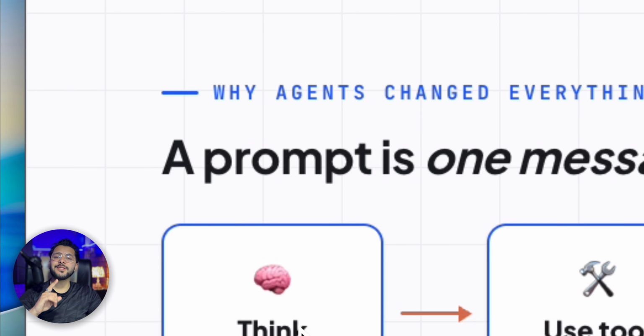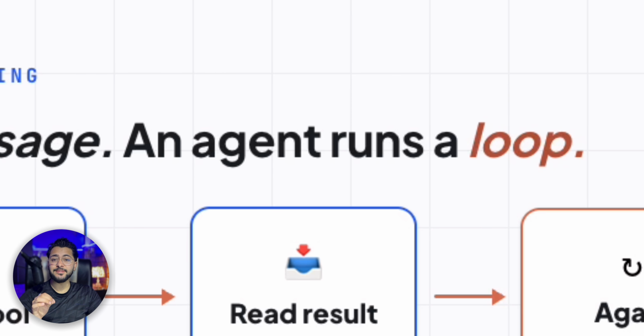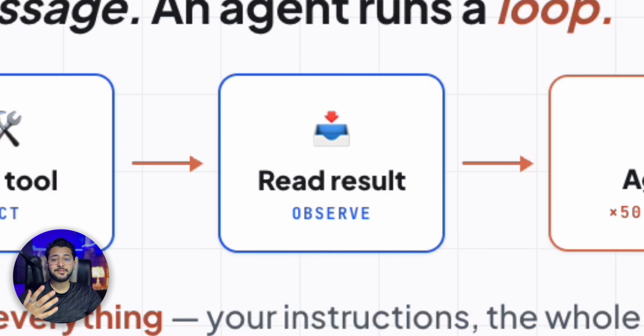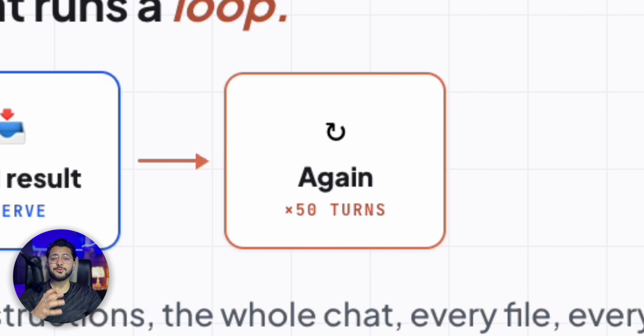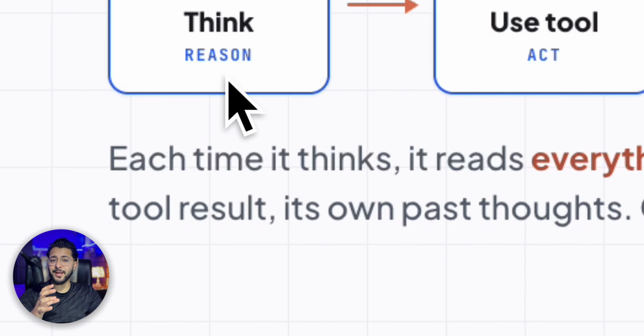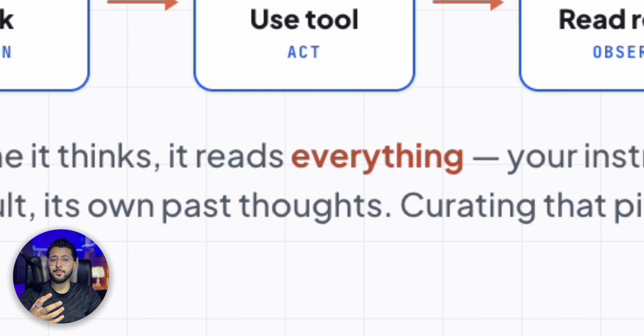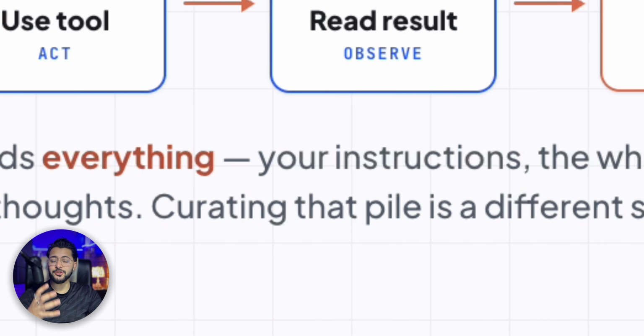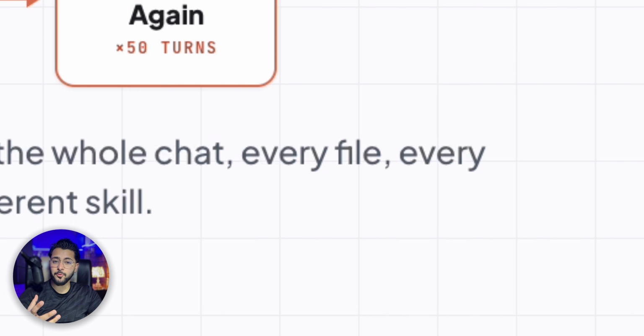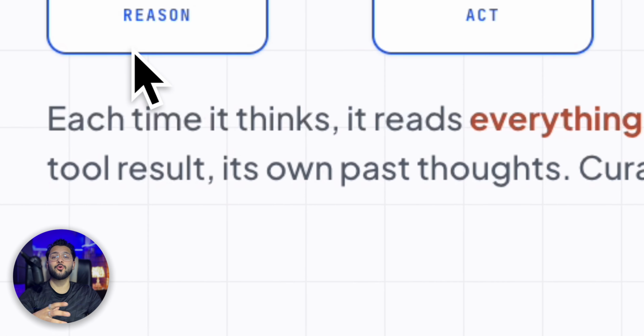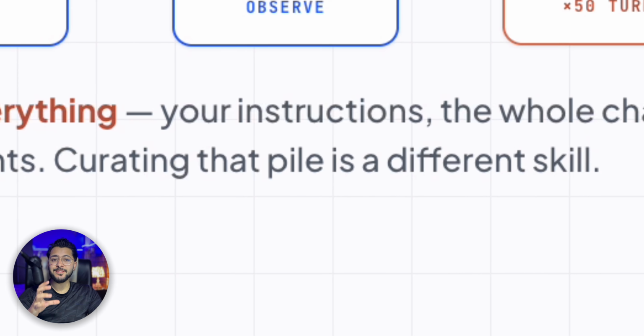Here's why. A prompt is just one message, but an agent doesn't send one message. It runs in a loop, it thinks, it uses a tool, it reads the result, it thinks again, maybe 50 times to finish one single job. And every time it thinks, it's not just reading your clever prompt, it's reading everything: your instructions, the whole chat, every file it opened, every result it got back, its own past thoughts as well. What decides if the agent works isn't your prompt anymore. It's that whole pile of stuff sitting in front of it. Managing that pile is a different skill, and it has a name: context engineering.